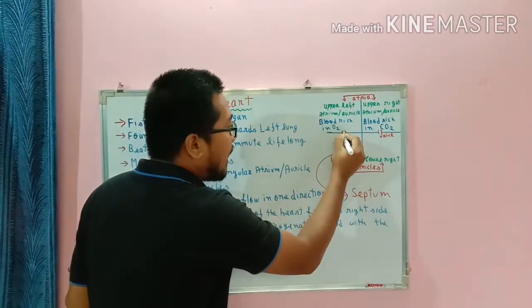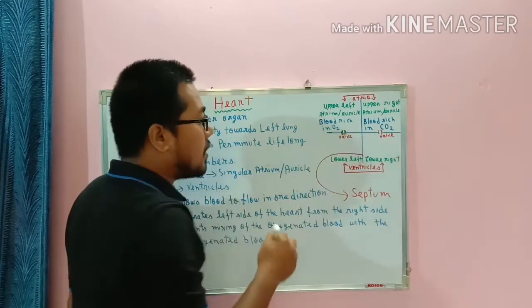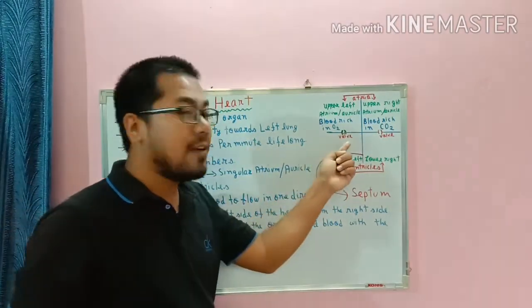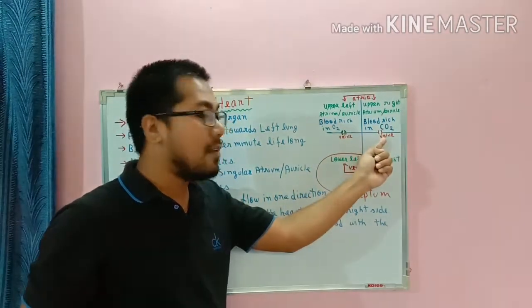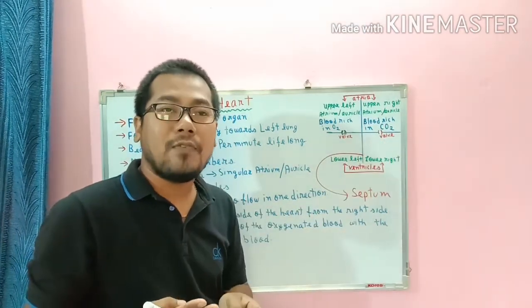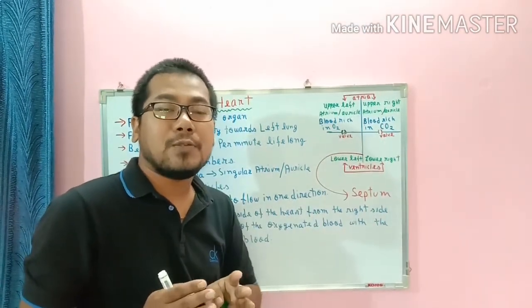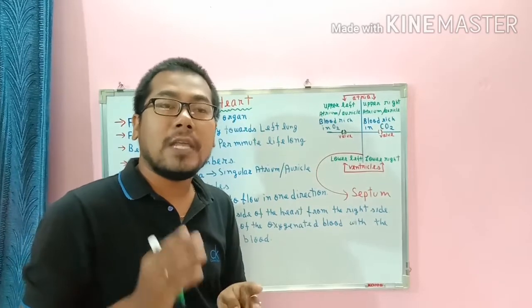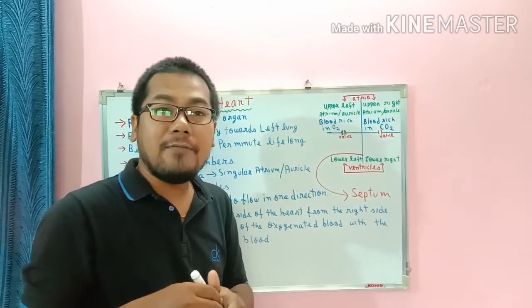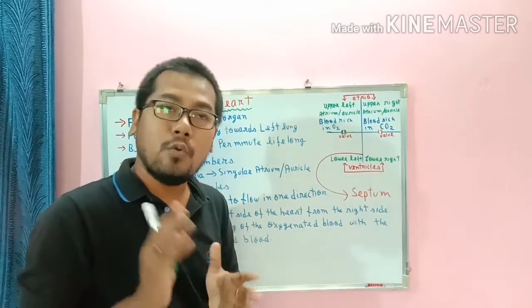In the left part, can you see this particular thing? This is known as a valve. Same way here also a valve is there. So what is the work of the valve? The work of the valve is to make the blood flow only in one direction. Valve makes the blood flow only in one direction.